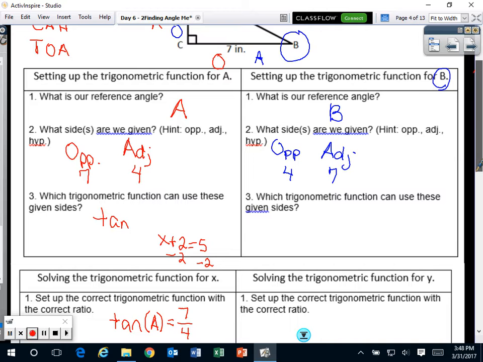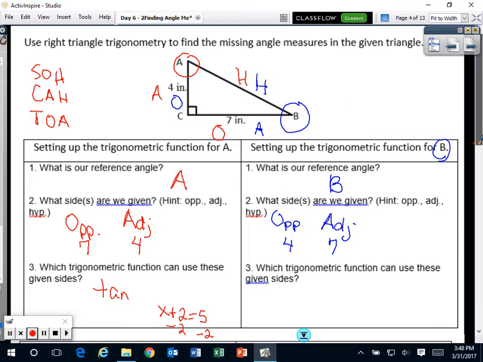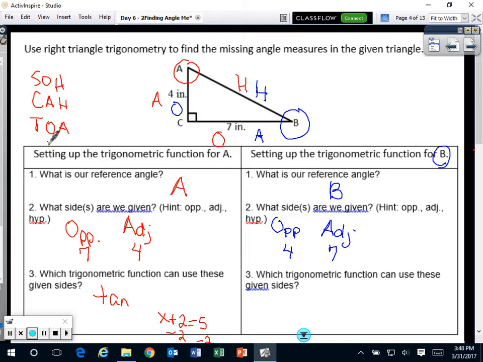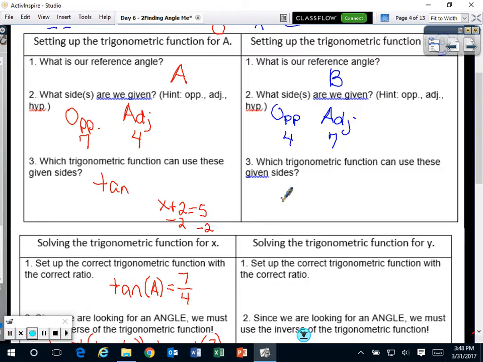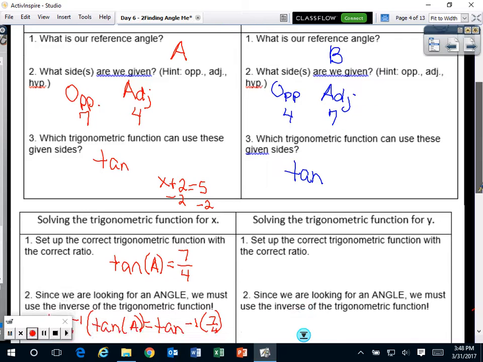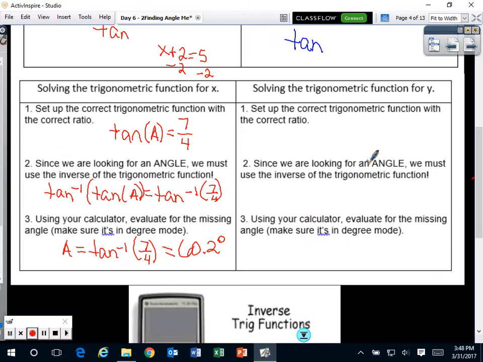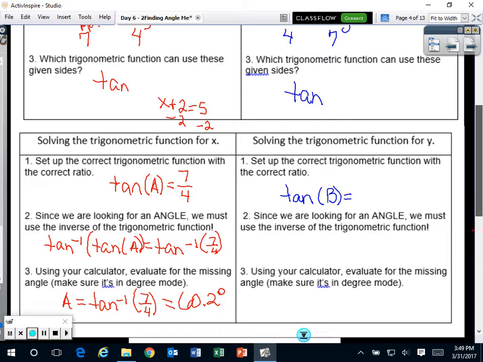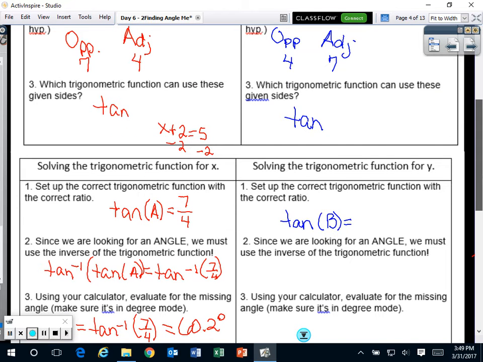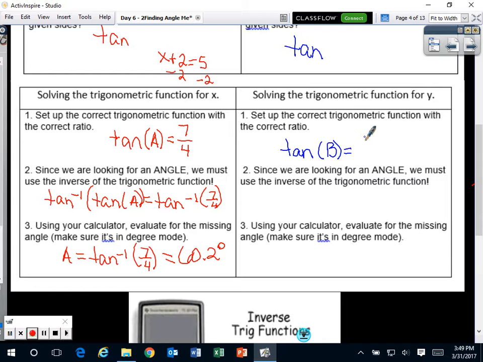All right, so which trig function are we using? Well, we've got opposite and adjacent. So again, opposite and adjacent is the tangent function. So we're going to use tangent again. Let's go ahead and scroll down here and set up our function. So tangent of B, because this time we're finding angle B, is equal to our opposite over our adjacent side. Opposite was 4, adjacent was 7, so it's going to be 4 over 7.